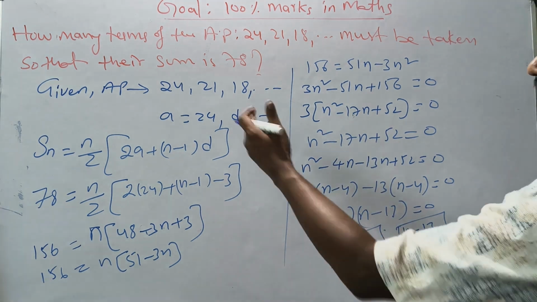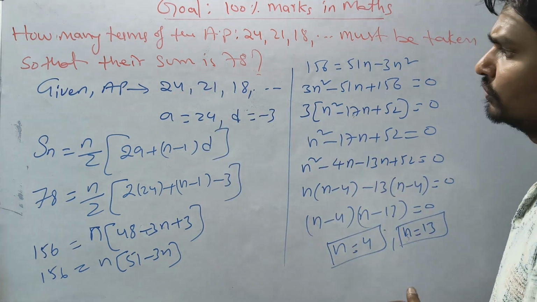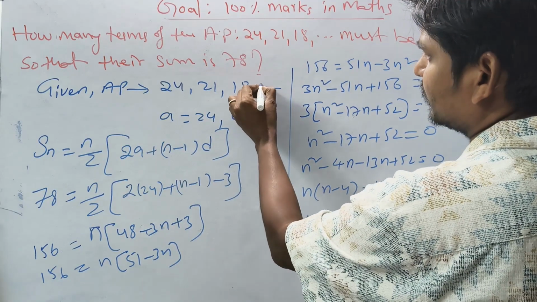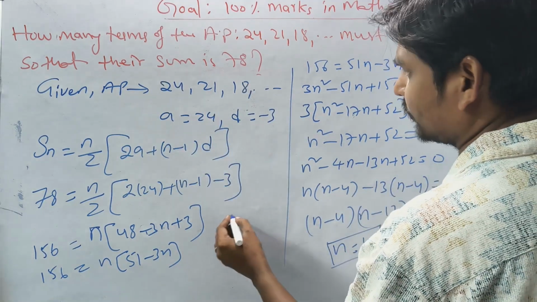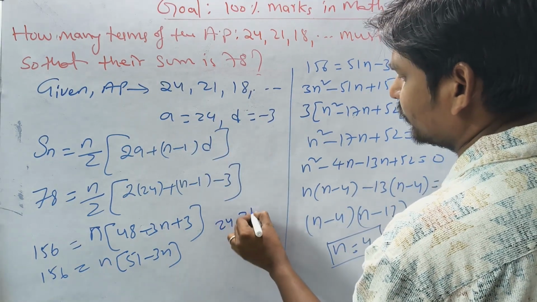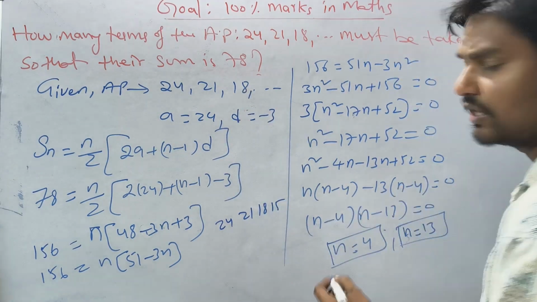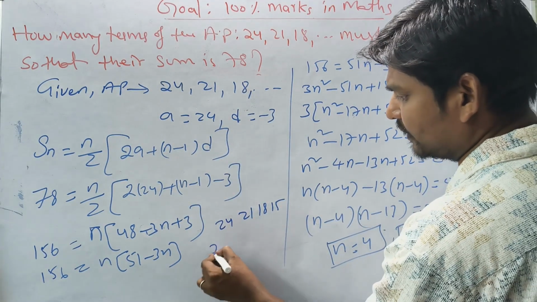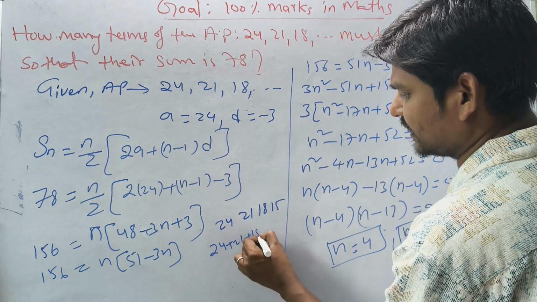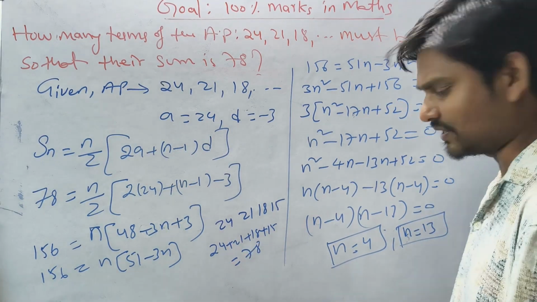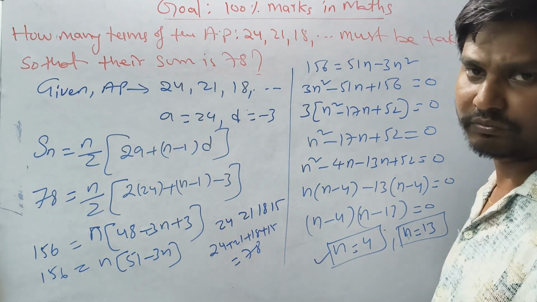So if you take the first 4 terms according to this AP, 24, 21, 18, next would be what? 15 only, yes or no? Here I am writing, 24, 21, 18, next would be 15 only. Why? The common difference is minus 3. Now if you add up 24 plus 21 plus 18 plus 15, it gives 78.